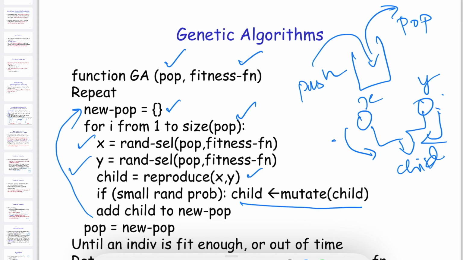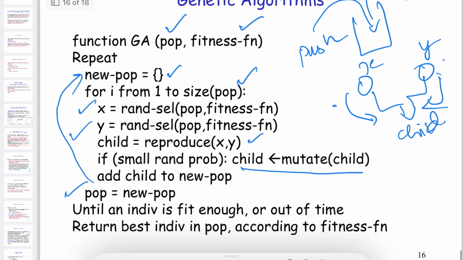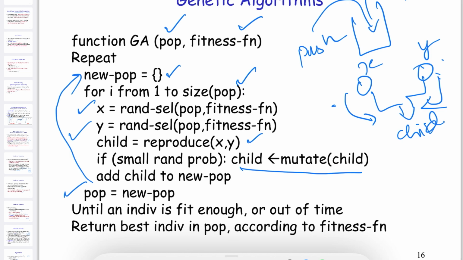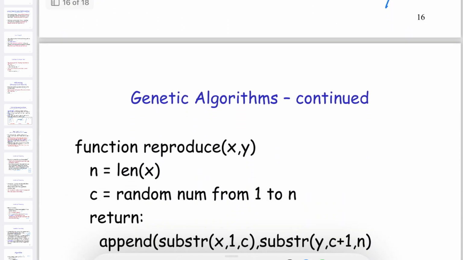Now pop equals new_pop. So the new_pop whatever we generated will be given to pop, until an individual is fit enough or out of time, and then return the best individual in pop according to the fitness function. So we are going to generate the genetic algorithm based on the number of children reproduced from these elements. In the next cycle, this child becomes X and it will be mutated with another Y and generate another child here. This child will be given to the new_pop. So likewise, based on the fitness function, the reproduction and mutation will be carried out in genetic algorithms.